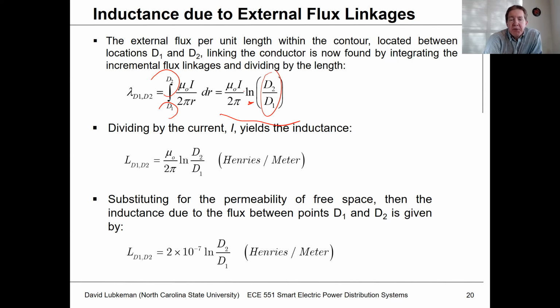And so if you divide this by the current, you get an expression for the inductance associated with this defining path. This is mu naught divided by 2 pi times the natural log of d2 over d1. And this is going to have units of henries per meter as well. So we can also substitute in for the permeability of free space, and then we get this expression for this inductance of 2 times 10 to the minus 7th times the natural log of d2 over d1, and that's in terms of henries per meter.